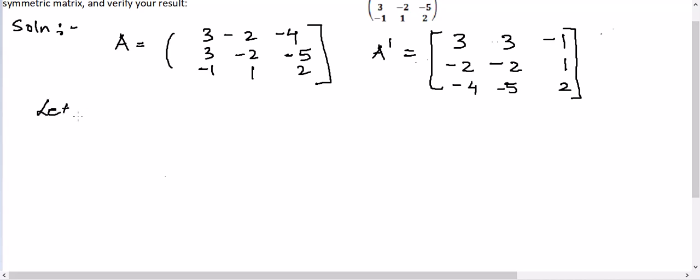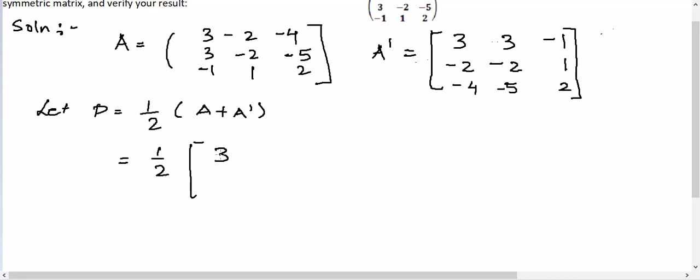Now let P be, we are forming a symmetric matrix, right? So guys, let's add. We'll add the first element with the first element, the second element with the second. So 3 plus 3 is 6, right?